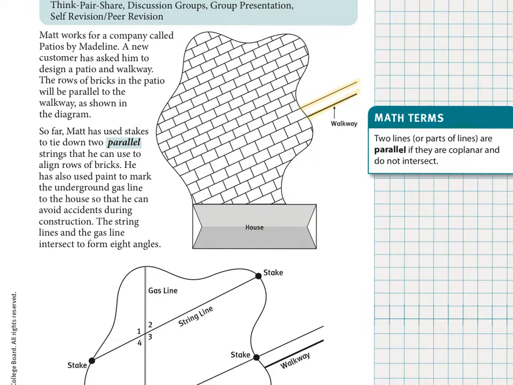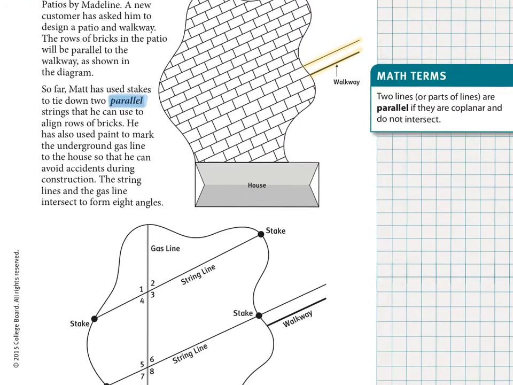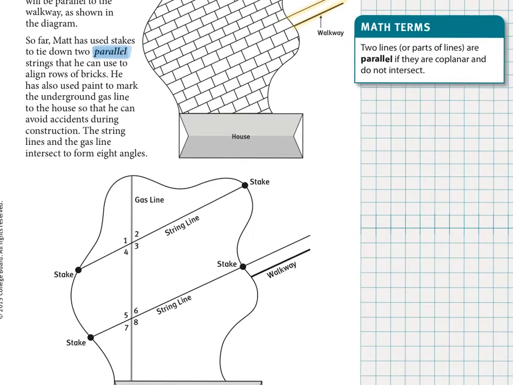I'm going to go ahead and highlight that word, parallel, so that we can look at that. All right, so he's tied down two parallel strings that he can use to align rows of bricks. He has also used paint to mark the underground gas line to avoid the house, so that he can avoid accidents during construction. The string lines and the gas line intersect to form 8 angles. So we can kind of see that in our picture below.